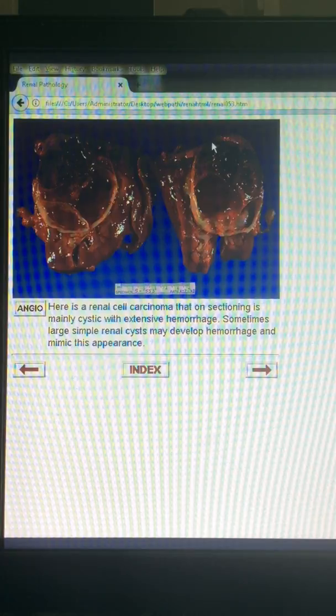Again, the same gross description of a kidney, mainly cystic, filled with blood. Sometimes we can see simple cysts filled with blood also. But here we also have some necrosis inside the cyst. So a simple cyst can mimic a neoplasm or renal cell carcinoma. That's why you have to take multiple sections from the kidney itself to reveal if it is a simple cyst or a carcinoma itself.